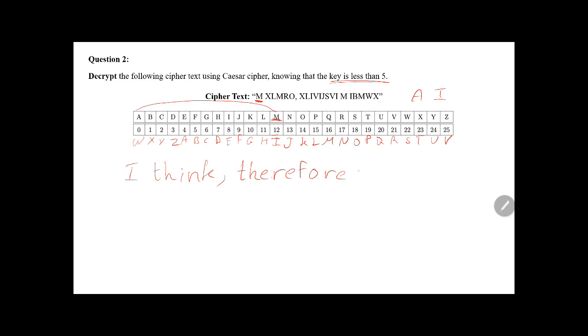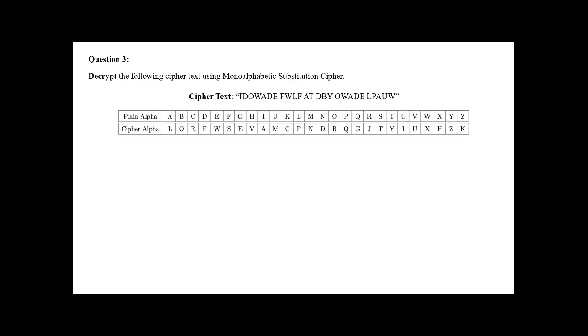Now with the M, I replace it with the I. And then the I, replace it with E. B, replace it with X. M, replace it with I. W, replace it with S. And finally, X, replace it with T. I think, therefore, I exist. And we were able to decrypt it. Now with the next question.